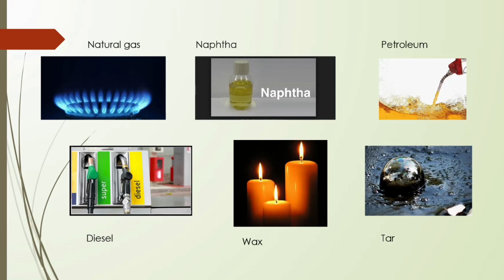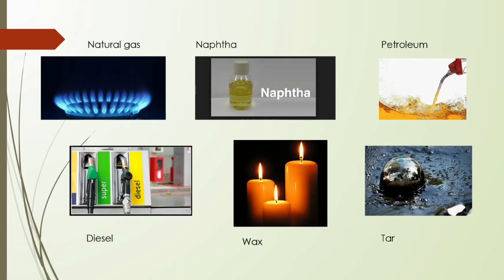jet engines. Wax. Various types of wax can be produced during the refining process, and it's typically one of the final products. Wax can be used in candles, crayons, as a lubricant, and in various industrial applications.